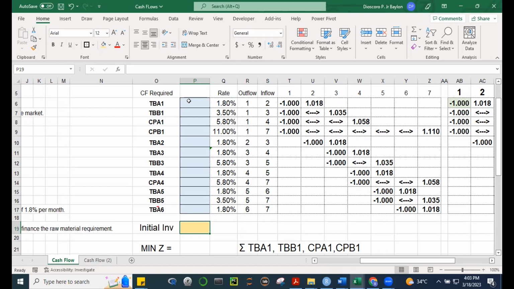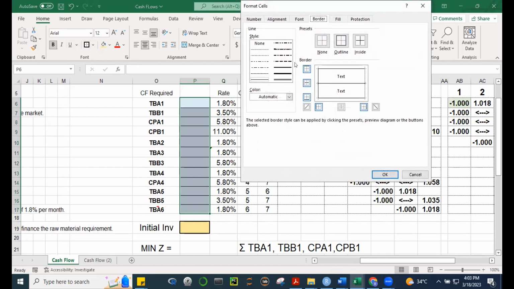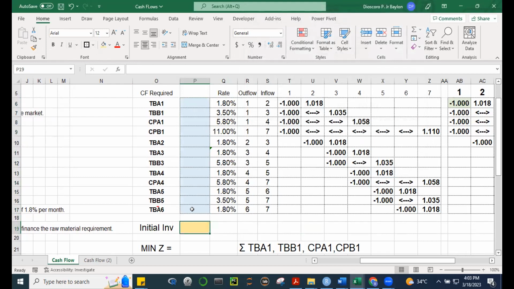Isa-sum up natin to, no? I don't want this. Sorry, let me just fix the. Okay. So this will be equal to, equal to what, class? Can manually sum this up, right? What are initial investment? This one, right?